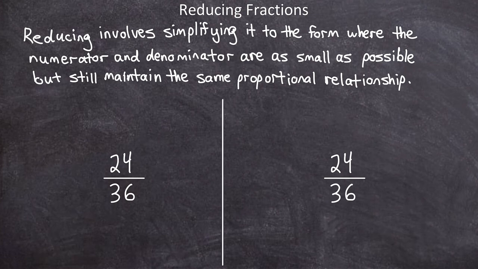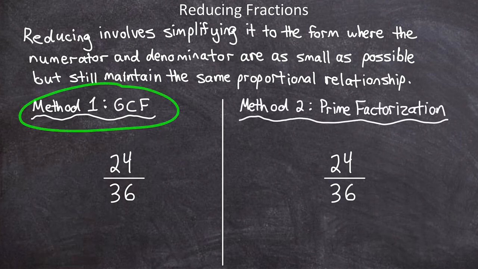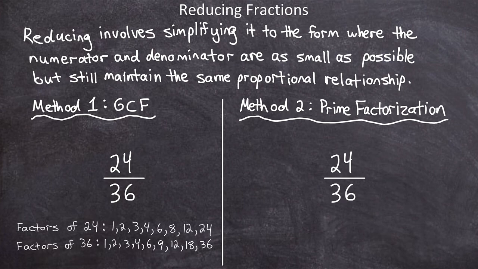Method 1 is the greatest common factor method, and method 2 is the prime factorization method. Let's start with method 1, the greatest common factor method. For this method, we just have to divide both the numerator and denominator by the biggest factor that they have in common. So let's make lists of the factors of both 24 and 36. In those 2 lists, we just have to find the biggest number that those lists have in common. 12 is the biggest number that divides evenly into both 24 and 36.